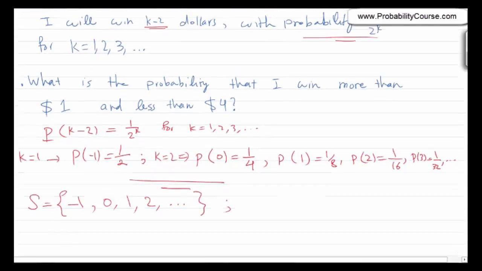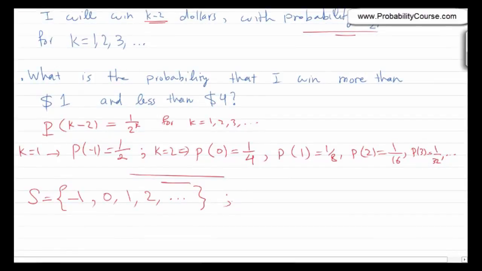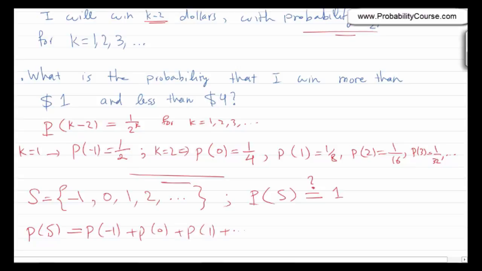Now, before solving the problem, it's a good idea to check if this is a valid probability model. In other words, for example, is it true that probability of the entire sample space is equal to 1? Well, let's check that. So what is the probability of the entire sample space? Remember, this is a discrete probability space, so probability of S is just a summation of the probabilities in the set S. So this is equal to probability of minus 1 plus probability of 0 plus probability of 1, and so on.